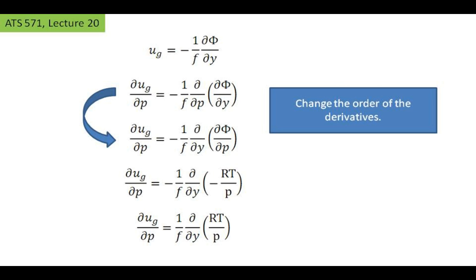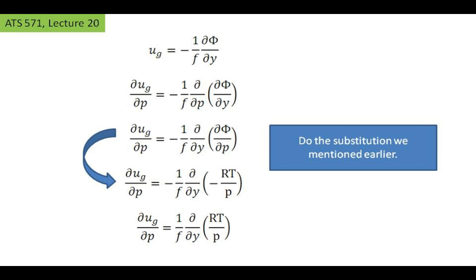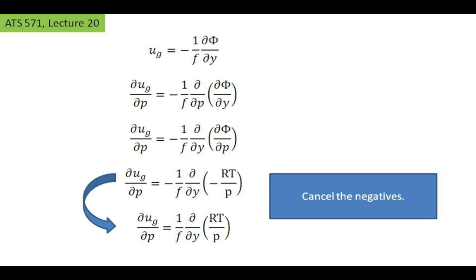Now on the right-hand side, we can actually change the order of these derivatives. You can almost always do that, changing from partial p of partial y to partial y, partial p. I think you maybe always can, as long as it's a well-behaved field. And then we do that substitution I mentioned a few slides ago: take that partial phi, partial p, and put in there negative RT over p. That's pretty straightforward. I hate equations that have a negative of a negative in there, so let's cancel those negatives out right away. That just seems simpler.